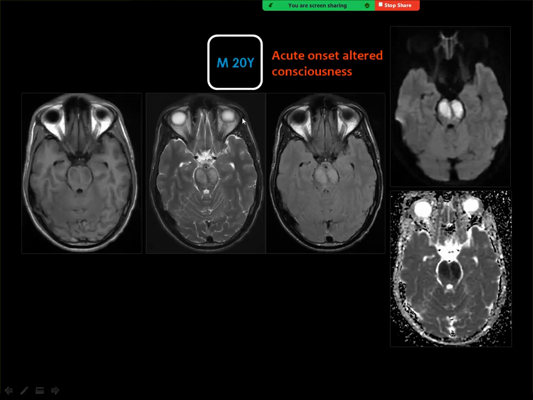This patient is 20 years old, presented with acute onset of conscious disturbances. And this is MRI T1, T2, FLAIR, diffusion, and ADC.